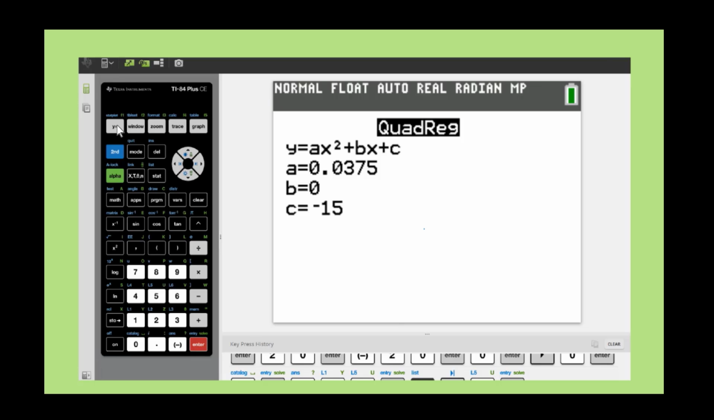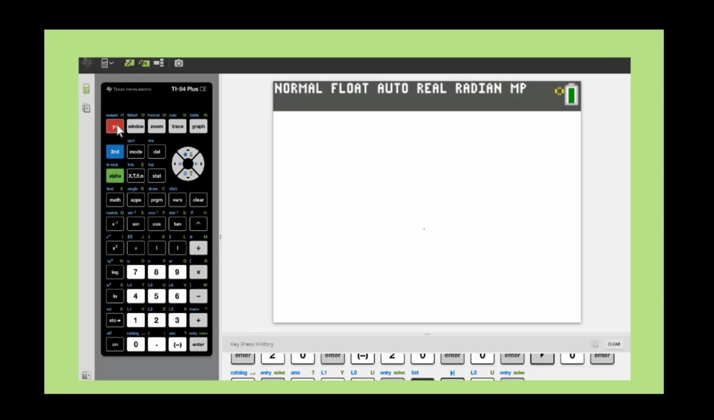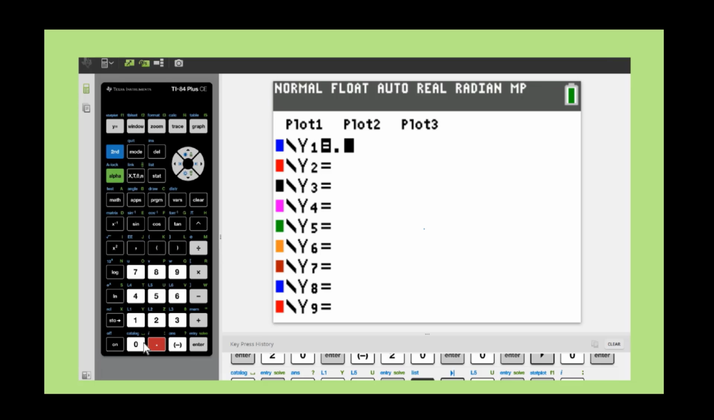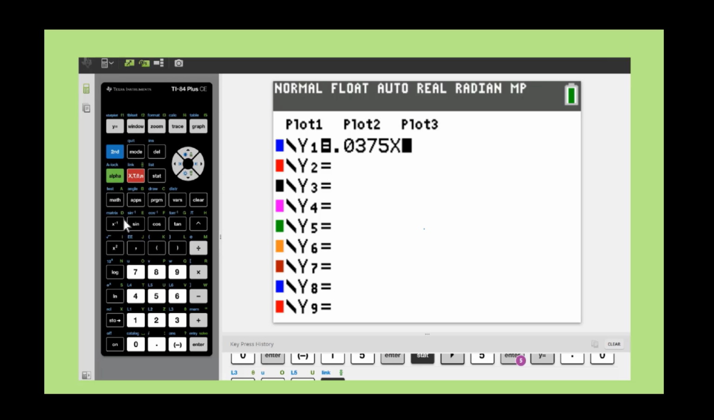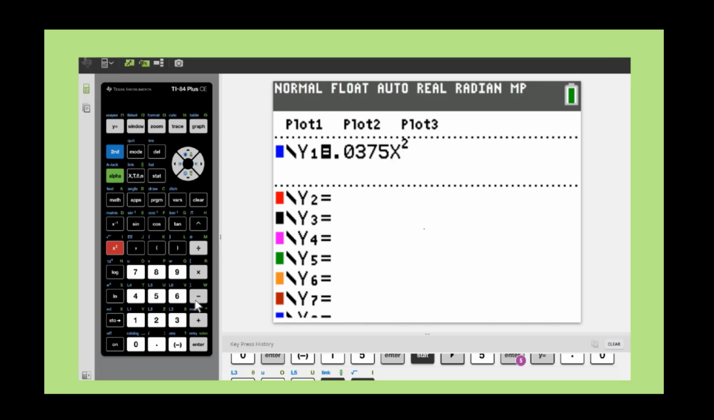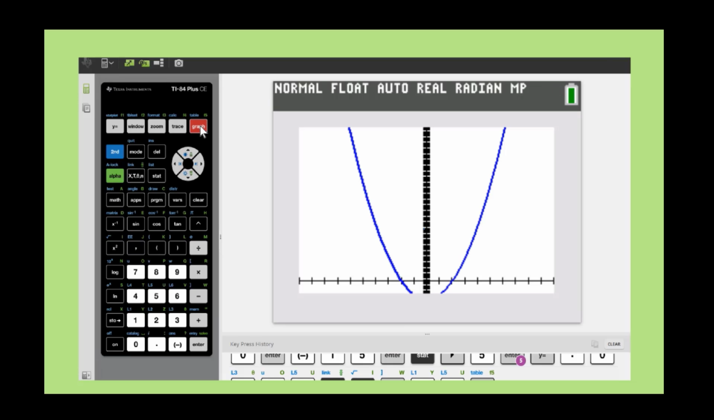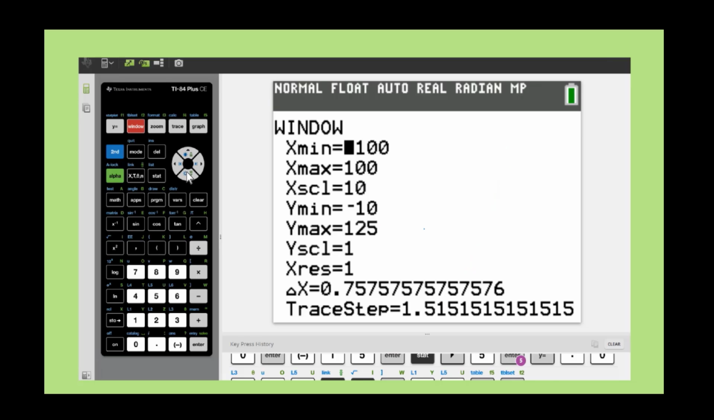So let's plug that into the calculator and see what it looks like. And then we may have to adjust the window just to make sure we can see it all. But let's go ahead and plug it in. So 0.0375 x squared. And then it's just minus 15 because we didn't have a b. So minus 15. Let's take a look at the graph and see if we have enough to look at it. All right, I think I'm going to change it a little bit. All right, let's look at our windows. This is something you should get used to.